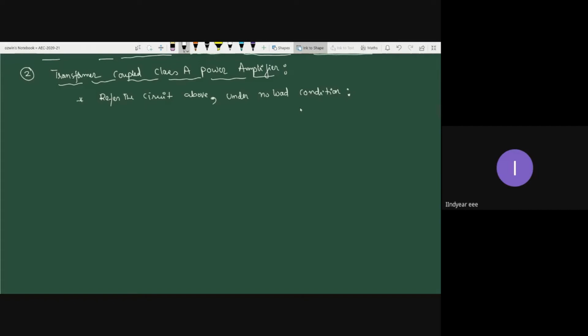Taking that as the reference, under no load condition, that is, I am isolating the load from the amplifier circuit, I can say the output impedance of the amplifier circuit is R0, which is about 40 kilo ohm for CE configuration, and about 2 mega ohm for CB configuration.